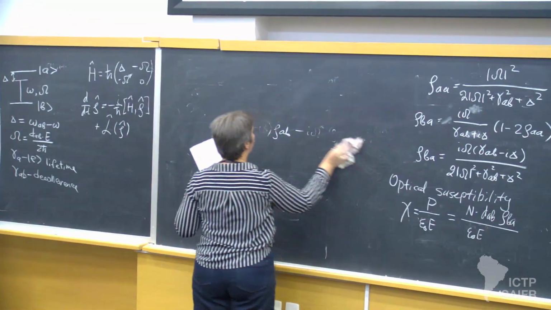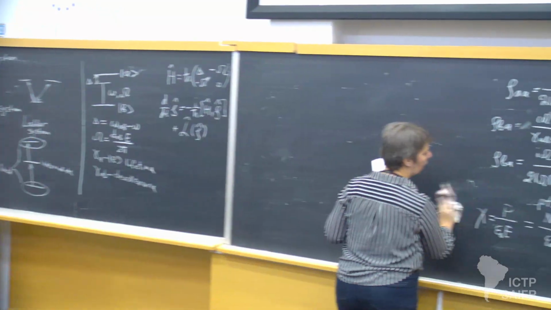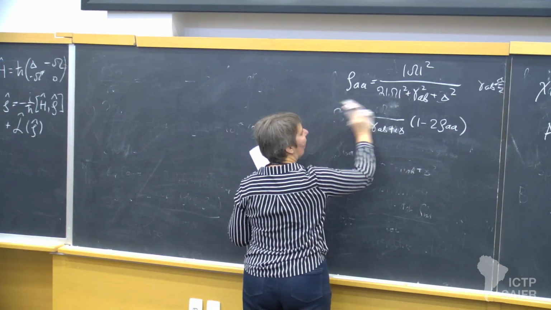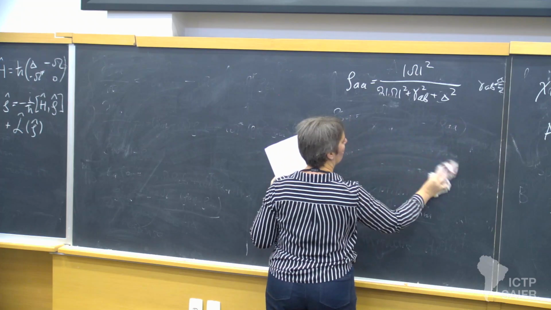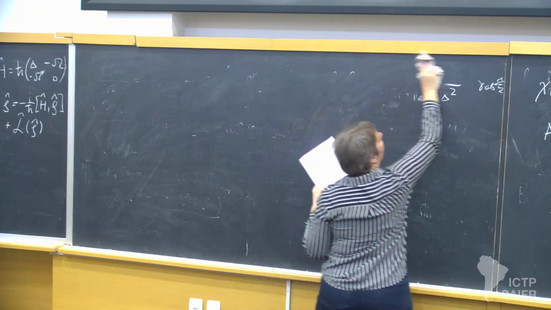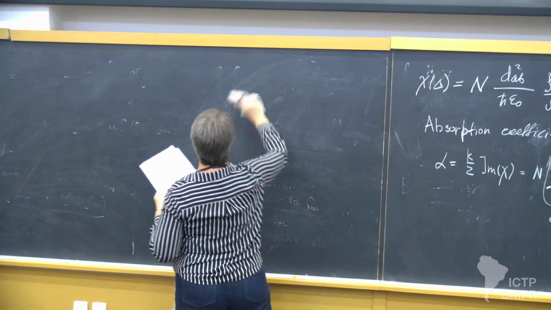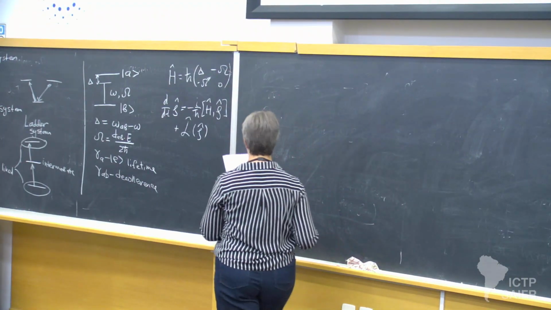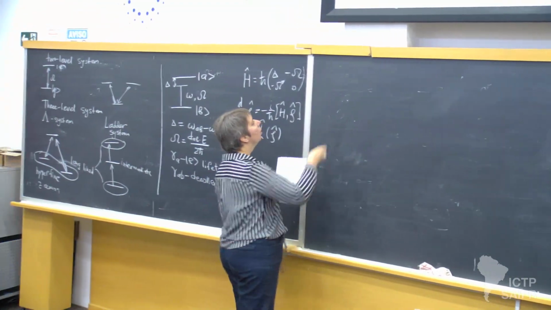So in our previous calculations, we assumed that all the atoms in the system responded in exactly the same way. But if we have a thermal ensemble of atoms, that means that we have to keep in mind that we have a Maxwell distribution of atoms.